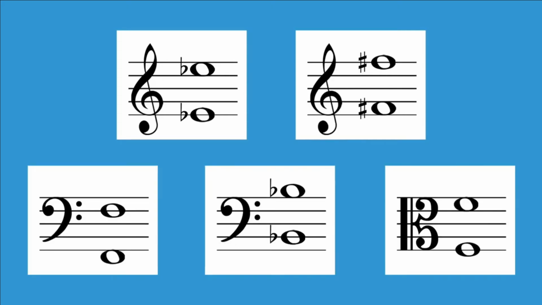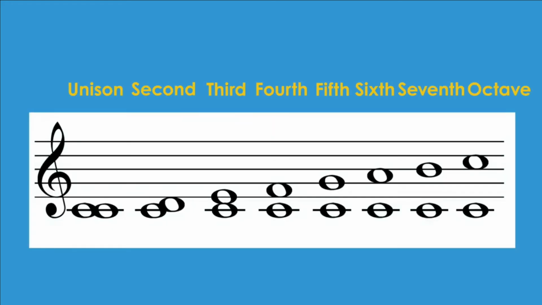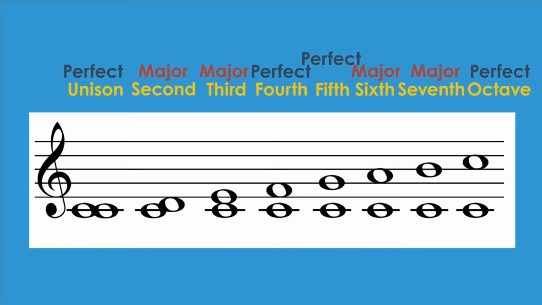Now that we know the distances, let's label the type for each of the intervals. In any major scale, the unison, fourth, fifth, and octave are perfect, and the rest of the intervals are major. So we have a perfect unison, a major second, a major third, a perfect fourth, a perfect fifth, a major sixth, a major seventh, and a perfect octave. These intervals will be the same in any major scale.